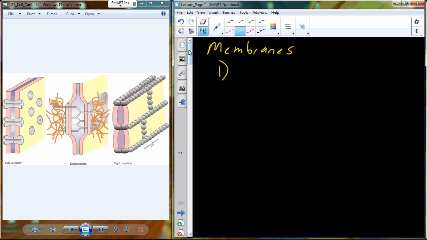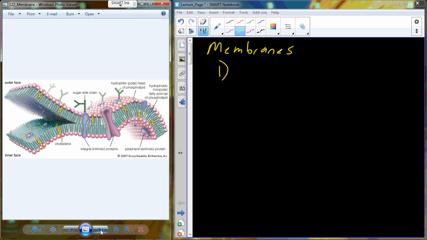So I now want to kind of hone in on the membrane. And this isn't necessarily just the cell membrane, it's any biological membrane. So it could be the cell membrane, or it could be the membranes around the mitochondria or chloroplasts, or around the Golgi complex, or around lysosomes and peroxisomes. We're going to just generally talk about biological membranes.